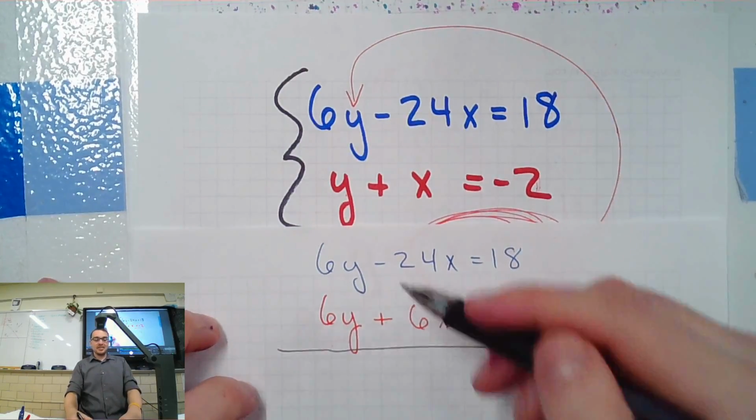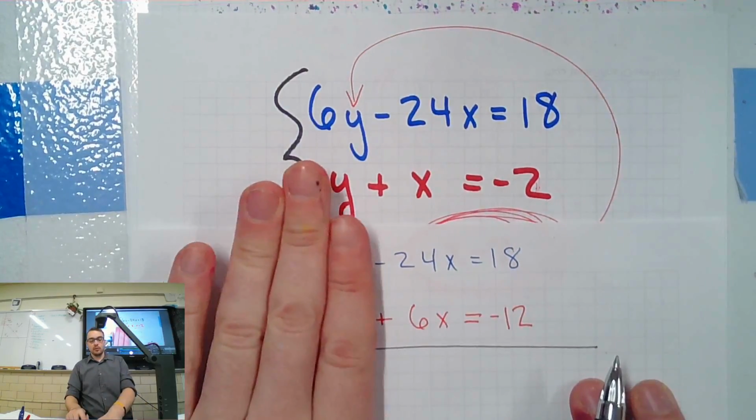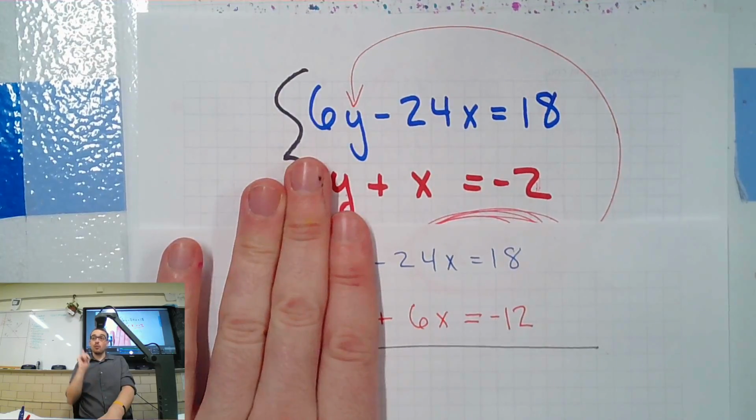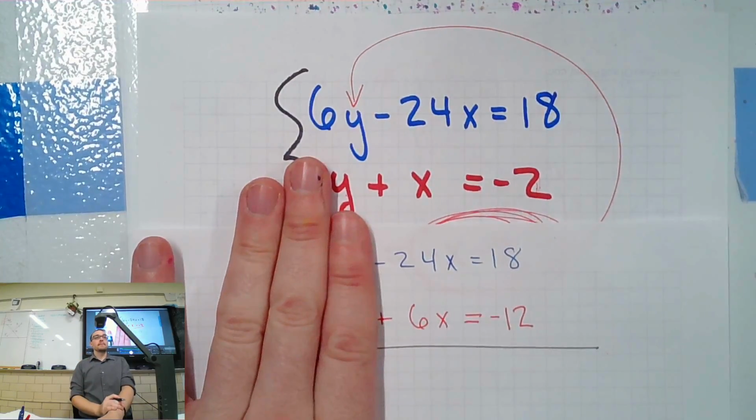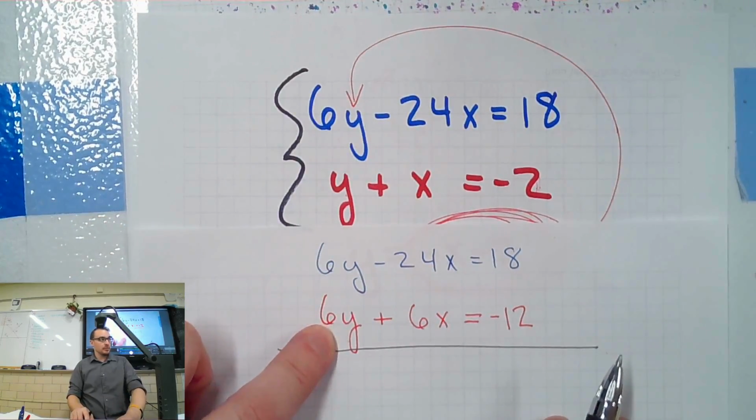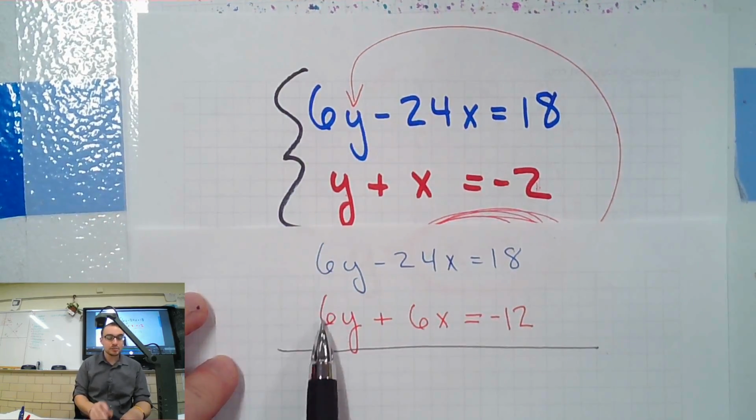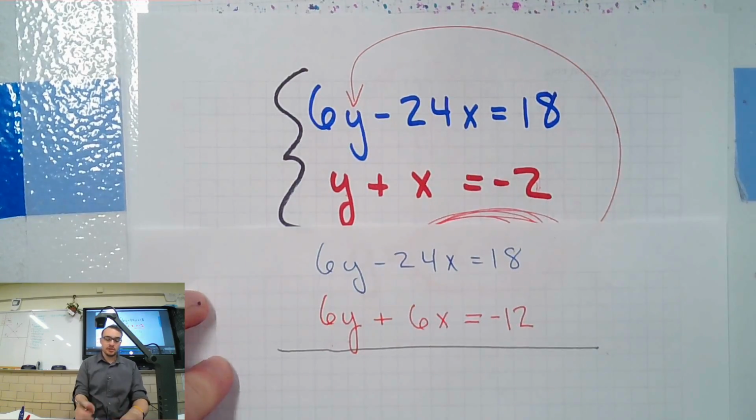I want to make this go away. Because if I'm able to get rid of one of those variables, I have one equation with one kind of variable, and then I can solve. So because they're the same, am I going to add or subtract these to make them go away? Subtract them.